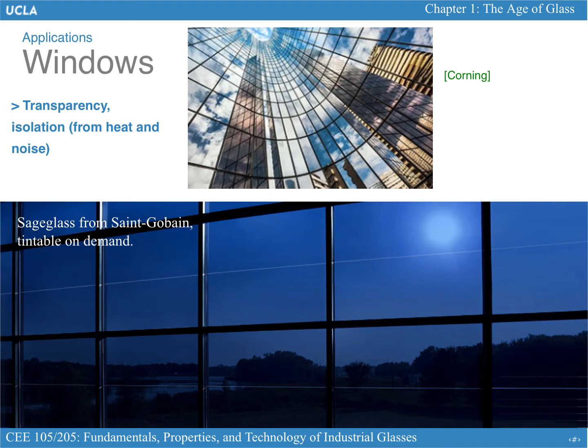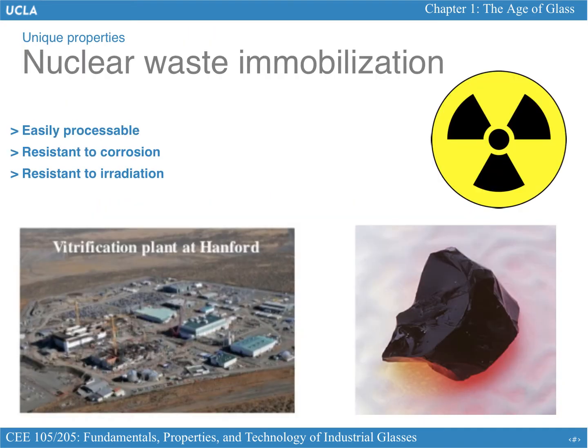So in the previous video, when we discussed natural glasses, we discussed the fact that glass found in nature can sometimes be billions of years old, especially the glass found on the moon, which was about 3 billion years old. This highlights the fact that glass is a very durable material, that it can resist the environment for a very long time. And that's one of the reasons why glass is used for nuclear waste immobilization.